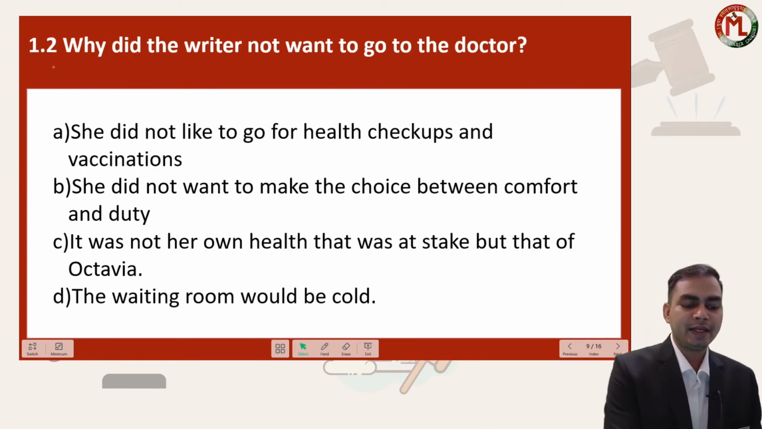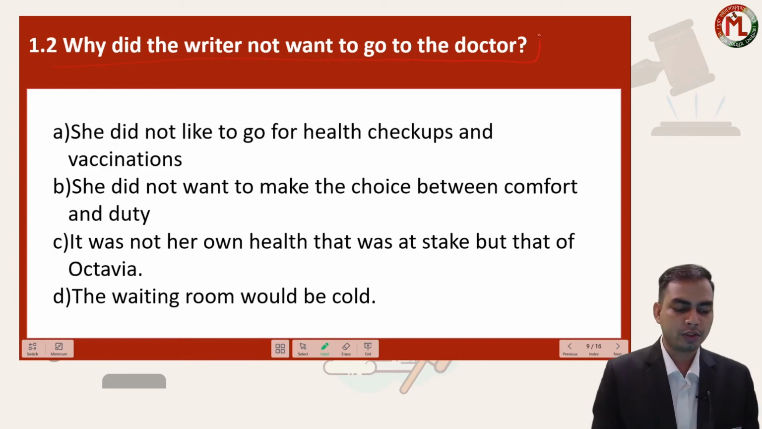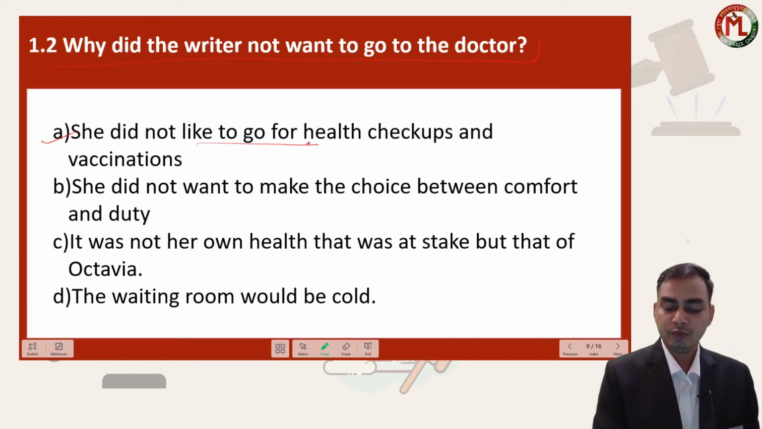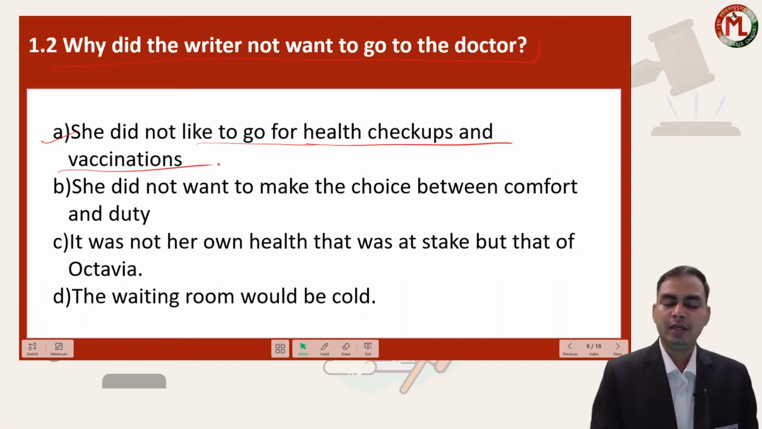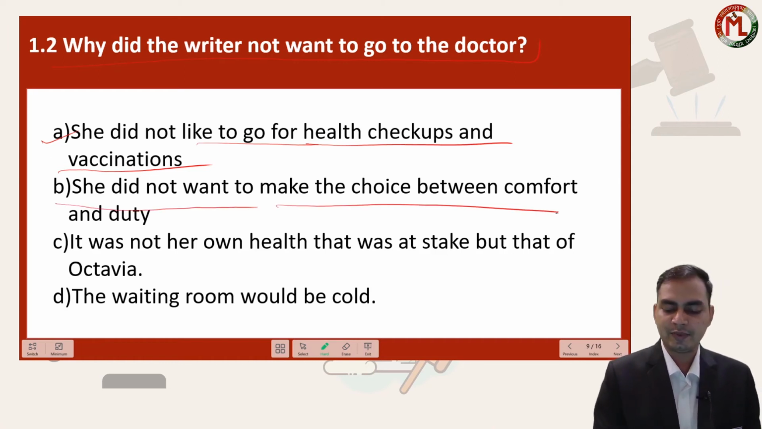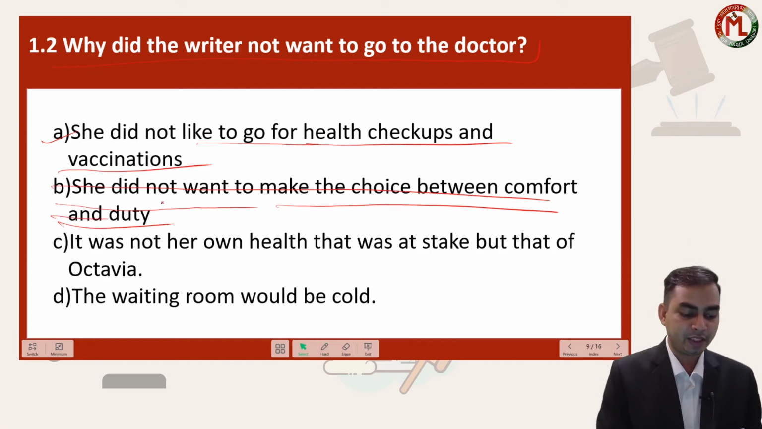The next question was, why did the writer not want to go to the doctor? Let us read one by one. She did not like to go for health checkups and vaccination. We cannot say this by reading that. We need to read more. We need to put this option under consideration. She did not want to make the choice between comfort and duty. So no, this was not an option, so we can eliminate that immediately.